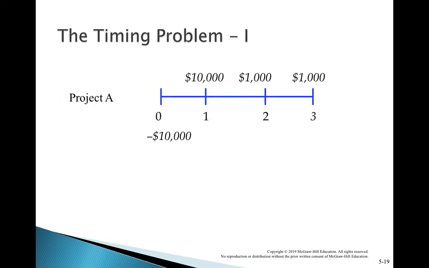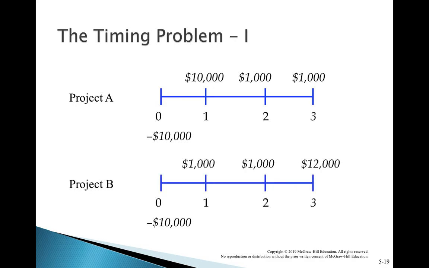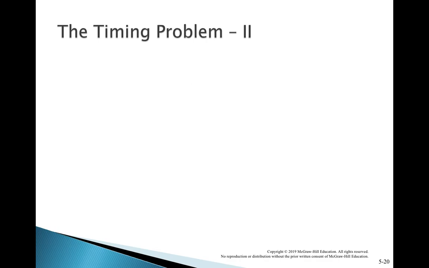Same timing problem. One project has a 10,000 outflow, then 10,000, 1,000, 1,000 are the three years' cash inflow. Another project, minus 10,000, same outflow, but the timing differs. In project A, in the first year you are getting back how much you spent in year 0. Second one, you are getting more cash inflow: 1,000 first year, 1,000 second year, 12,000 third year. Total you are getting 14,000.